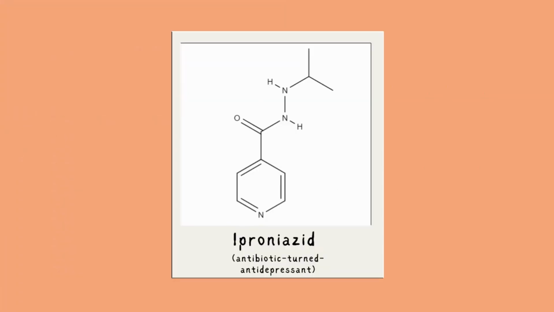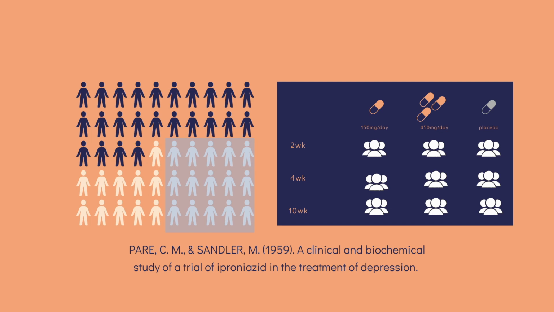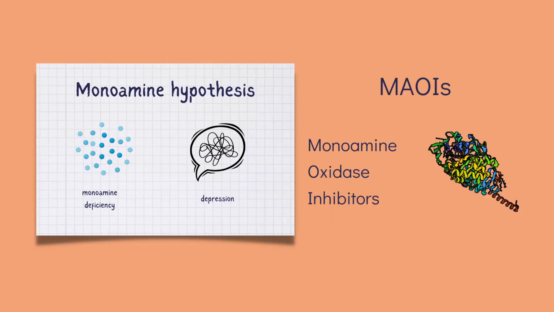Okay, time for a recap. Today we learned about the serendipitous discovery of Iproniazid, an antibiotic turned antidepressant that inspired excitement for molecular chemists in the 1950s. We reviewed one of the early clinical trials assessing the efficacy of iproniazid in reducing symptoms of depression, noting the limitations in the study design and how to address them. The efficacy of iproniazid strengthened the monoamine hypothesis, which proposed that depression was associated with a deficiency in monoamines. This is when we met monoamine oxidase inhibitors, the class of antidepressants that work by inhibiting the oxidation of monoamines, thus increasing their availability in the brain.